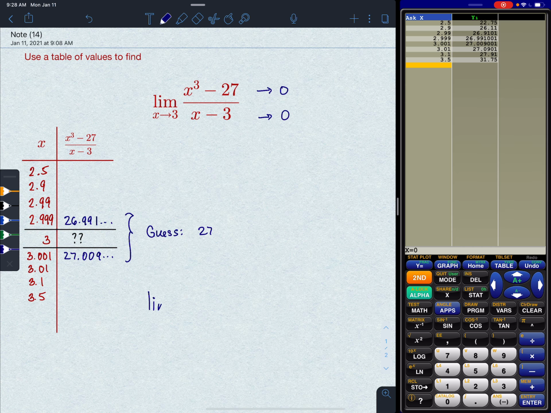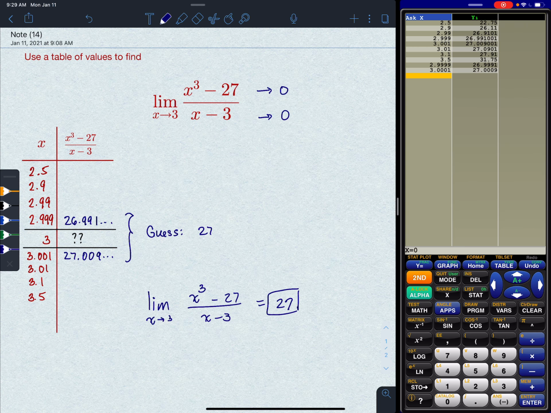So we write the limit as x approaches 3 of x cubed minus 27 over x minus 3 is equal to 27. Now, it seems like a guess, but it's an educated guess because all roads seem to be leading to 27. In fact, if I got even closer to 3, 2.9999, four nines, notice that the value is even closer to 27. And on the other side as well. So we'll say that the limit is 27.